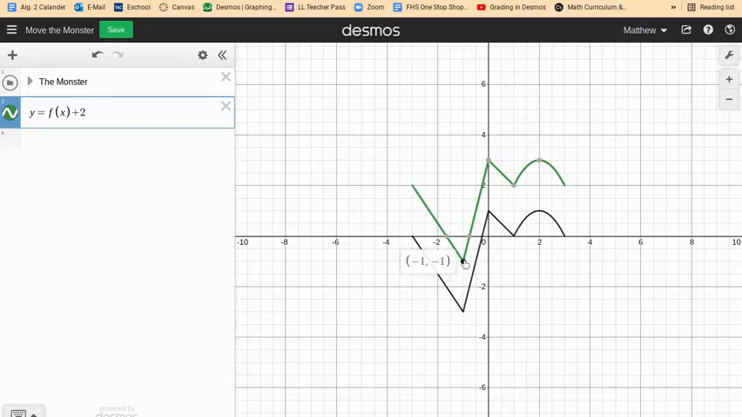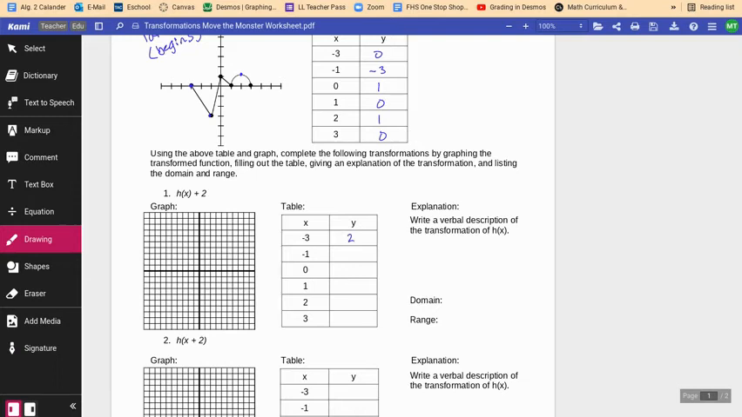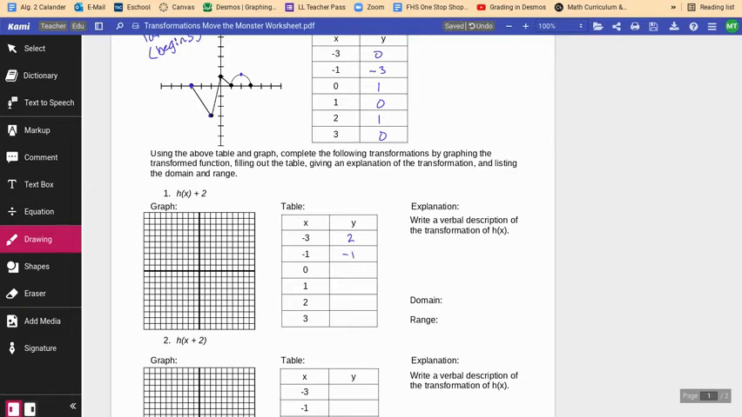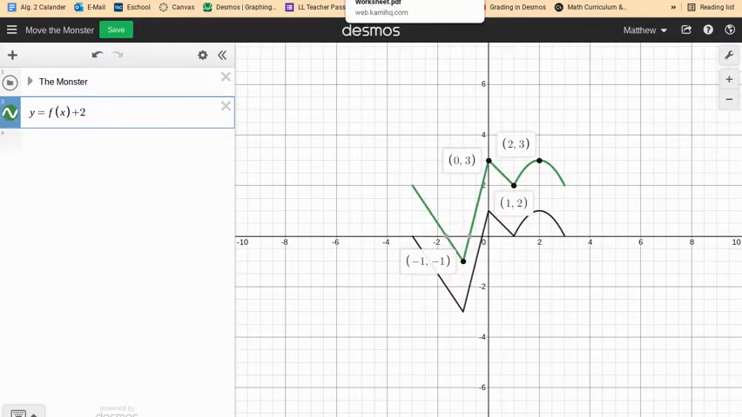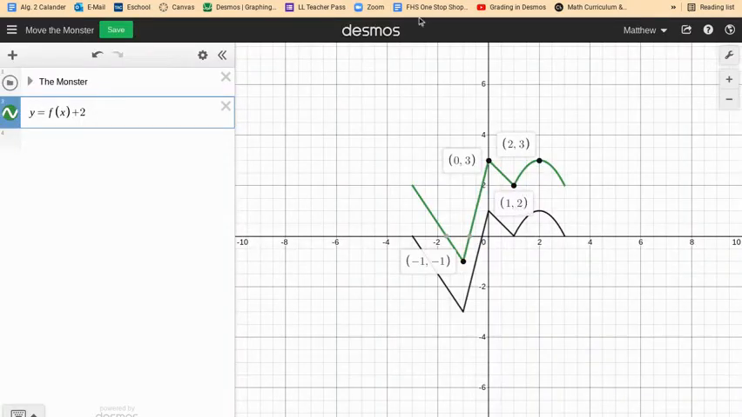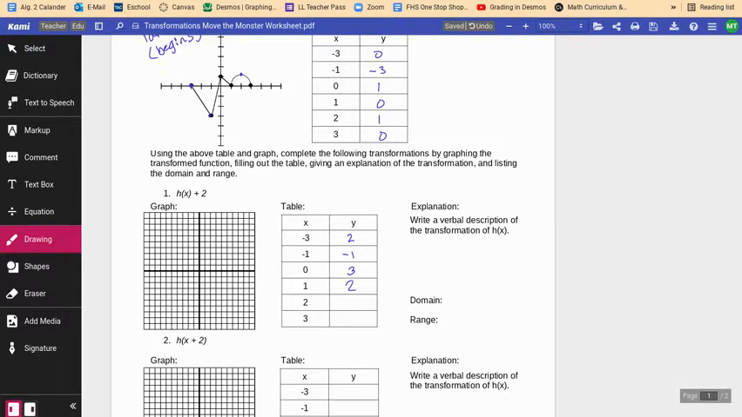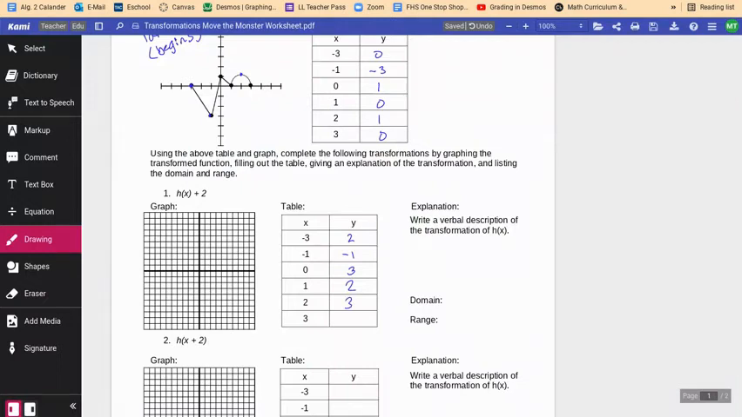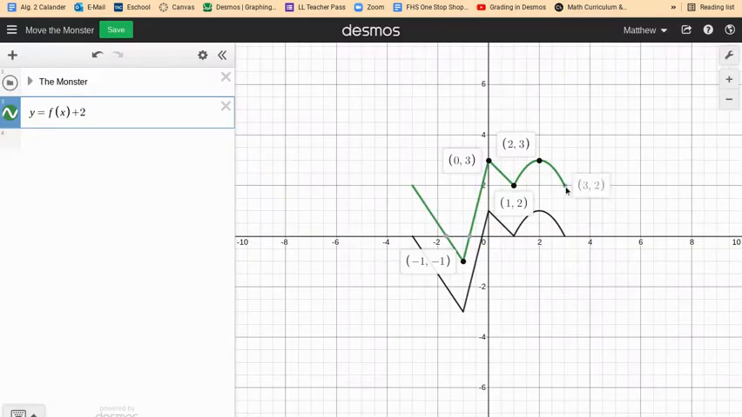Oh, dang it, I thought I could click on that. Most of these points I can click on, except for the end points for some reason. So these are the points that I need. I have -3, 2, -1, -1, 0, 3. So again, I'm just grabbing these from here. 1, 2, 2, 3. And this point is at 3, 2.